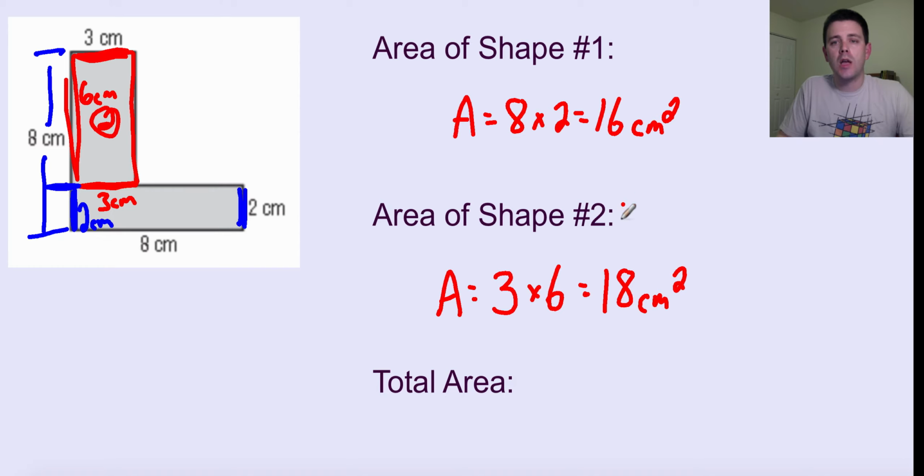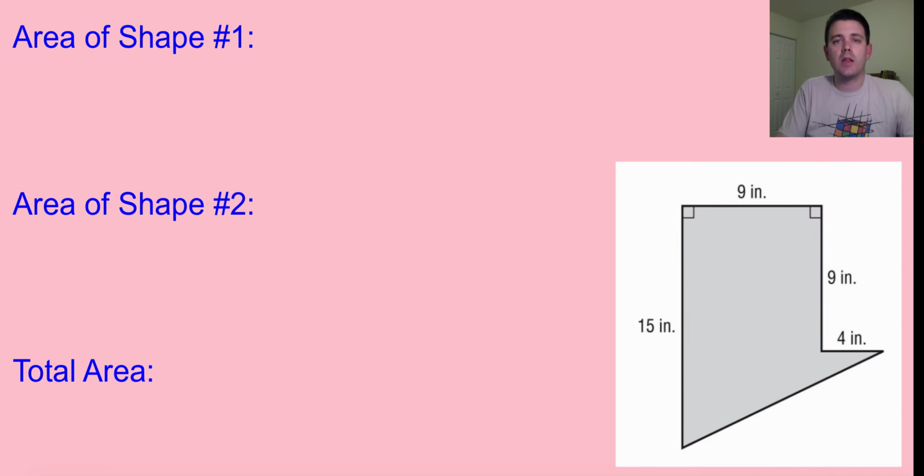When I'm all done, I add together my pieces. 16 plus 18 is 34 centimeters squared. So sometimes you have to go searching for those measurements. They're not just going to be right there for you. So let's tackle another one that does the same idea.